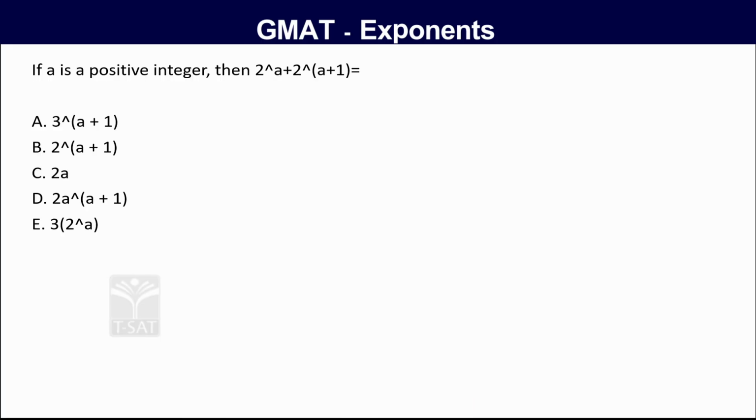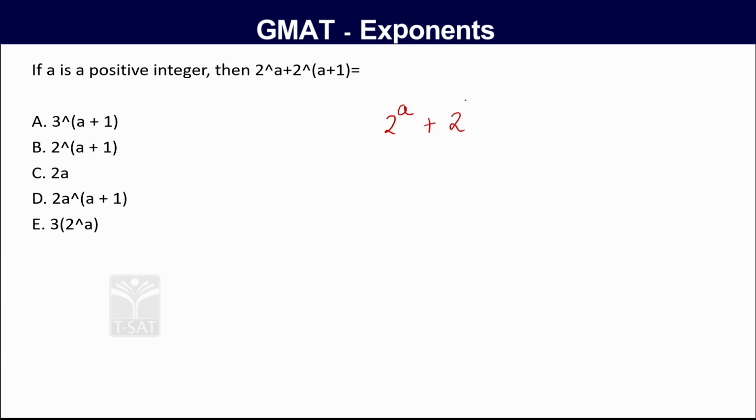Today's topic is exponents. We'll be looking at some sample questions as part of our quantitative reasoning preparation for the GMAT. Let's begin. This question is, if a is a positive integer, then 2 to the power of a plus 2 to the power of a plus 1 is equal to what? We have 5 options.